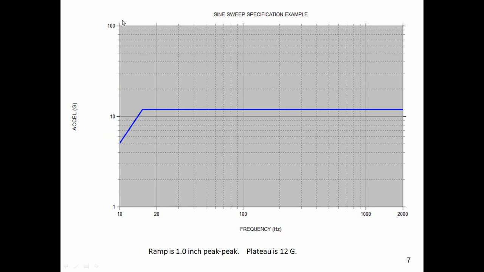And the y-axis is acceleration in G. The x-axis is frequency in Hertz. This slope here is a ramp with a 1 inch peak-to-peak displacement. And then we have our 12G plateau. Now the point at which these two lines intersect is called the crossover frequency. And the crossover frequency is the frequency at which a 1 inch peak-to-peak displacement will correspond to a plateau of 12 Gs. So how do we calculate a crossover frequency?